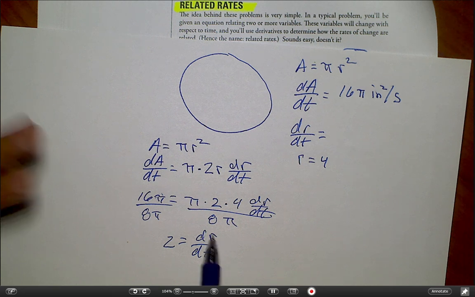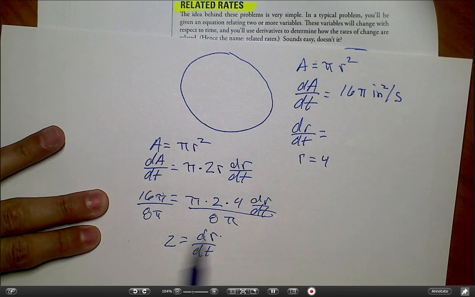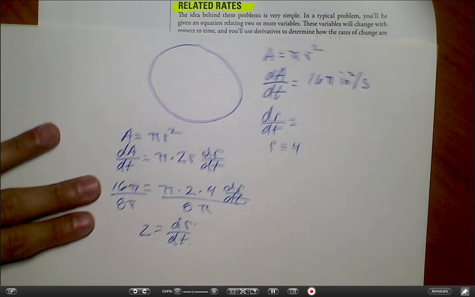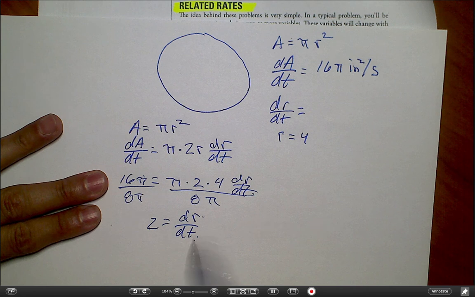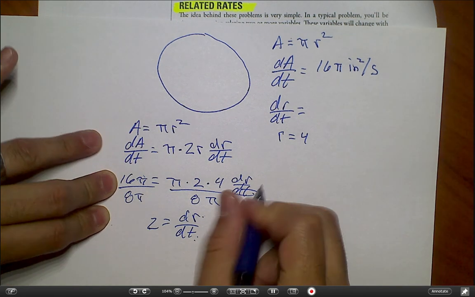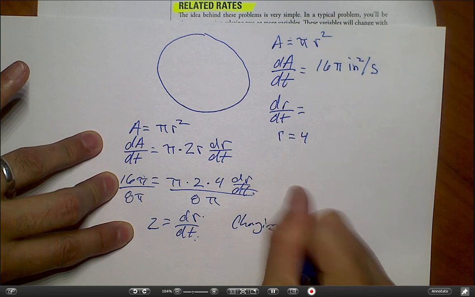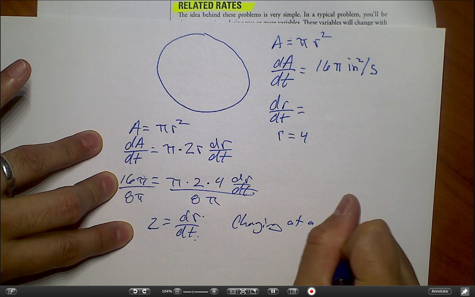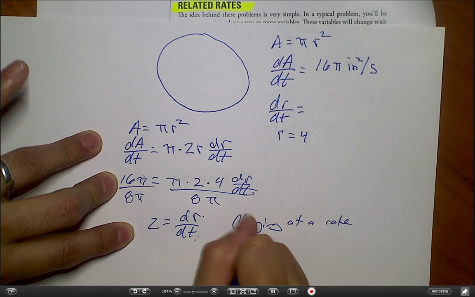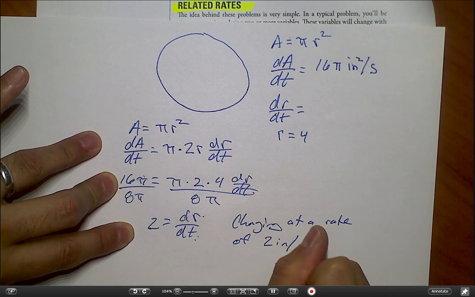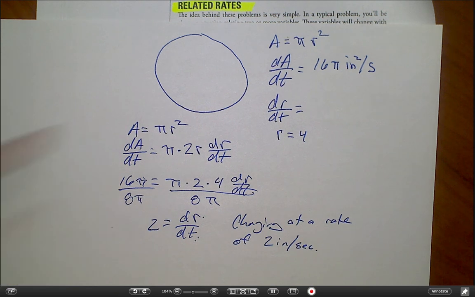So I know that my radius is going to be in what units? Say inches. Inches, okay, because that's what I had up here. And my time is in terms of seconds, right? So this means that it's changing at a rate of 2 inches per second.